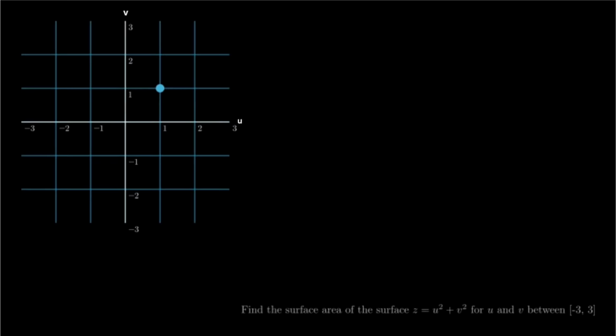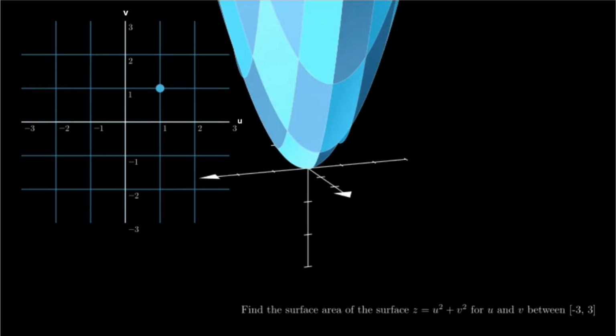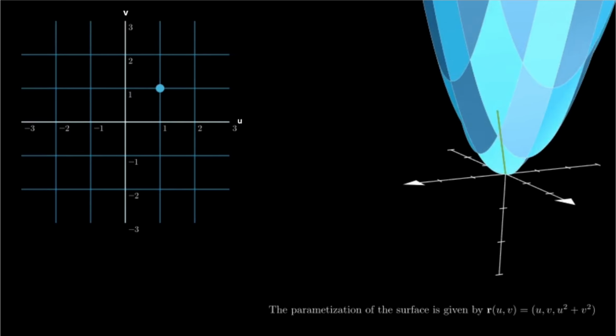Let's say that we're dealing with a surface u squared plus v squared, and we want to find the surface area between those two bounds. The parameterization of this surface is given by that.